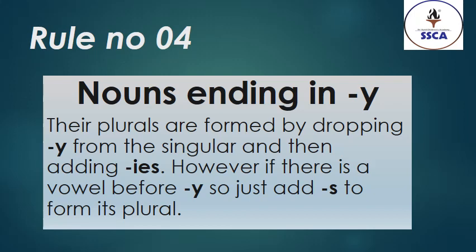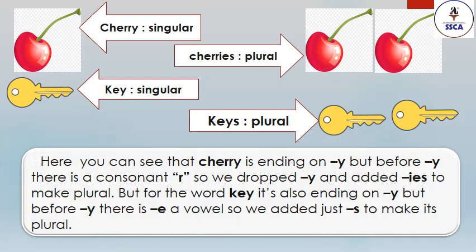But you must remember, if there is any vowel before Y, we just add S to make its plural. And if we don't have any vowel before Y, we add IES to form its plural. Let's have some examples like cherry, cherries, key, keys. So just feel the difference over here.